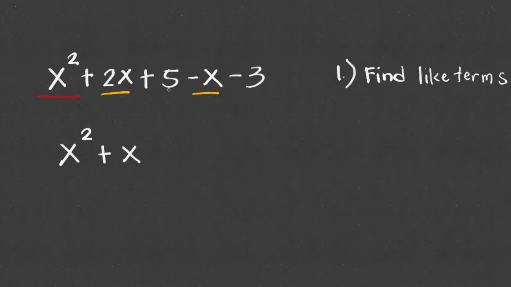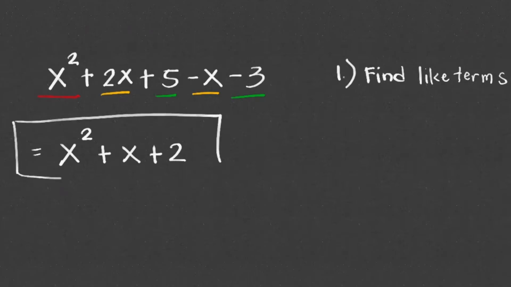The next like terms are the 5 and the negative 3 because they're both constants, they don't have any variable, so you can add or subtract those two. So 5 minus 3 is equal to 2. Therefore, the answer is x squared plus x plus 2.